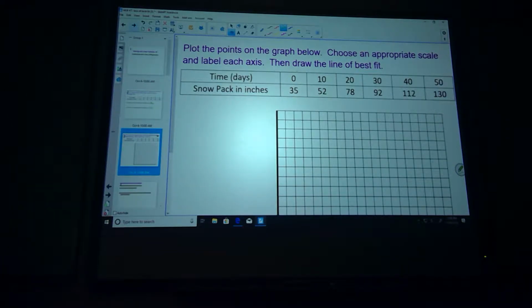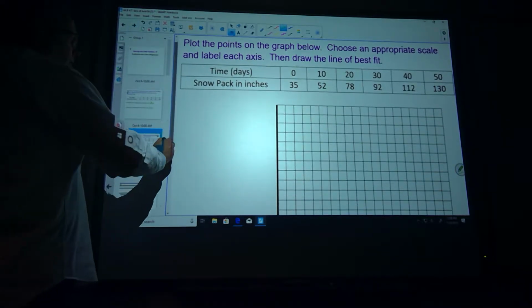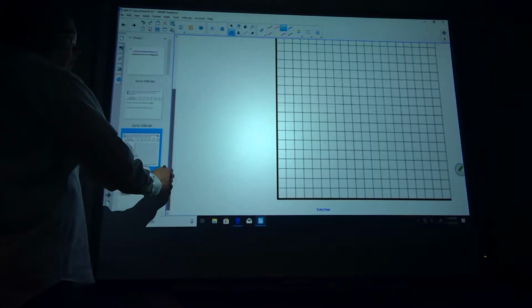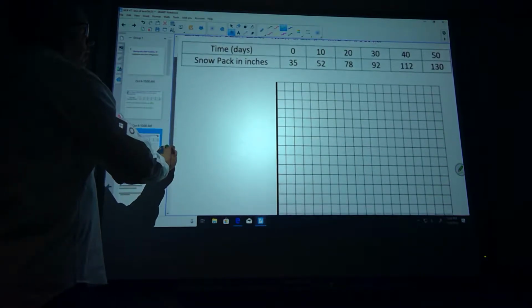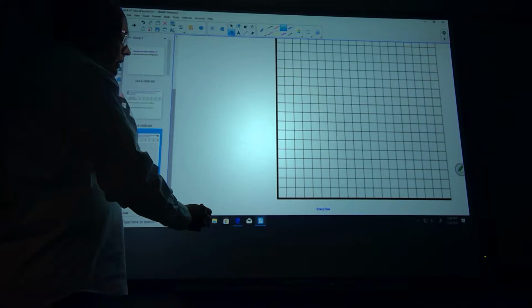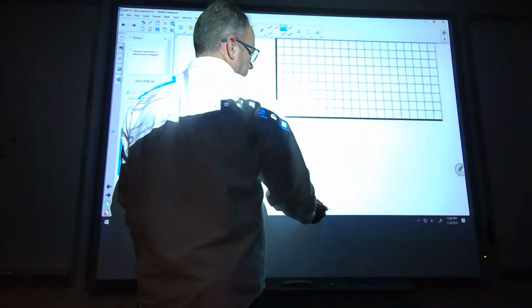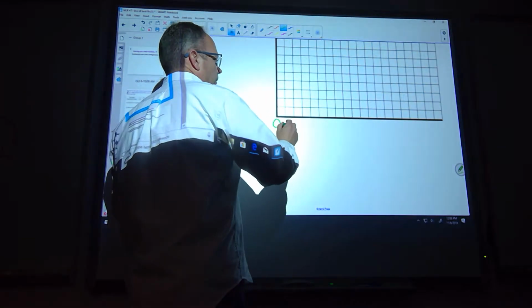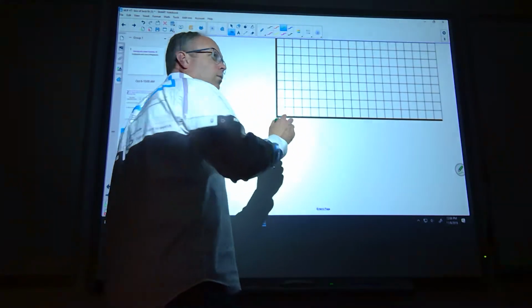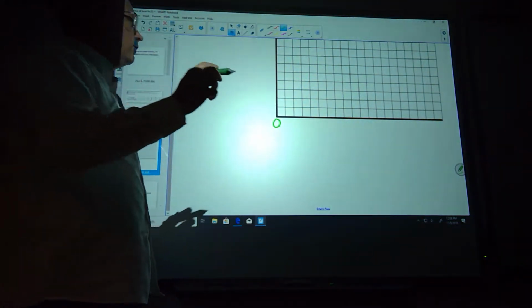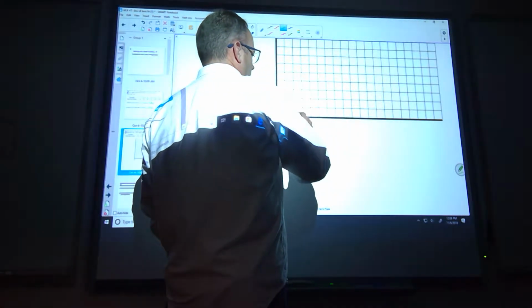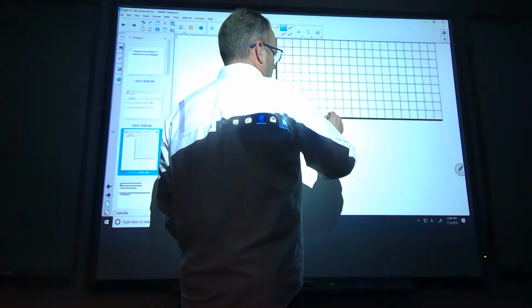All right, so we're going to figure out how to plot this. And, of course, something they tell you to do in science is let's try and make this fit. So I get 0, 10, 20, 30, 40, 50. So on my thing, I'll put 0 here. And then what was on the X? The days? Yeah. So maybe go out like 3, 10, go out 3.